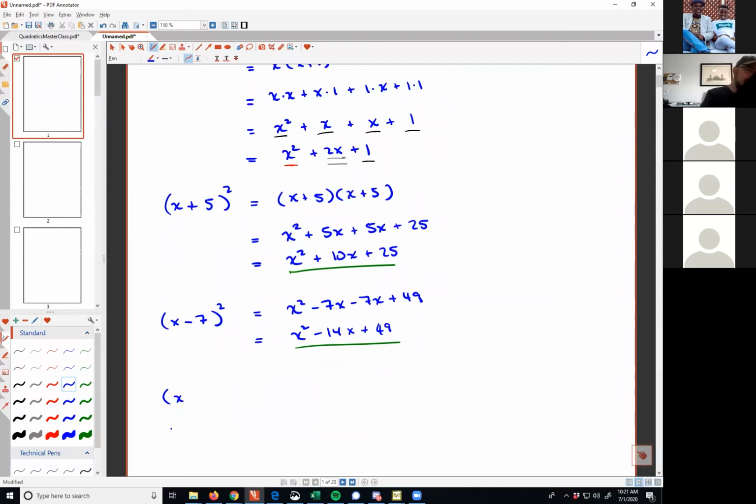May I try? Sure. So we have x plus 5 squared. So the last term is 25. It is supposed to be the multiple of the two values. If it's 5 and 5, it should be 5 times 5, and the 10x, the coefficient of x, should be a sum of those two factors.